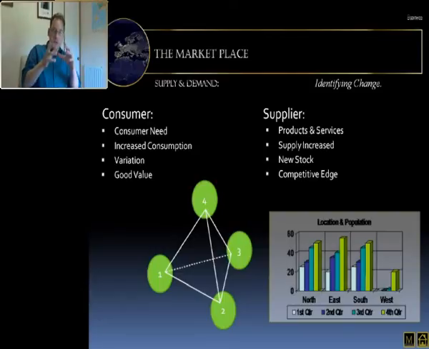From that, what we can do is look at it from the supplier's point of view. In this case, what we're doing, you can see here, first quarter through to fourth quarter, so entire year. We've broken that down into north, east, south, and west.